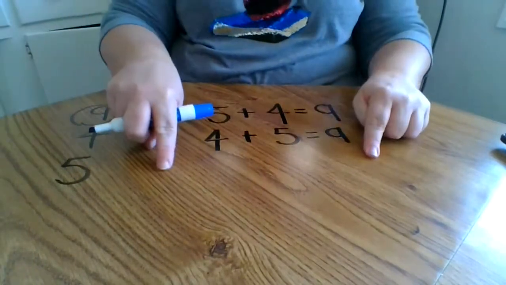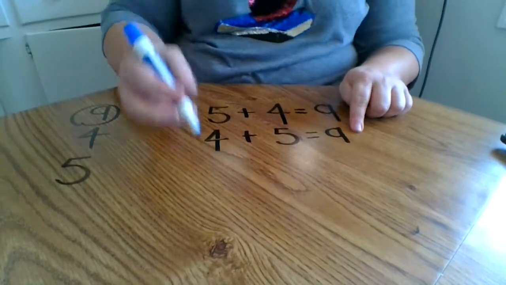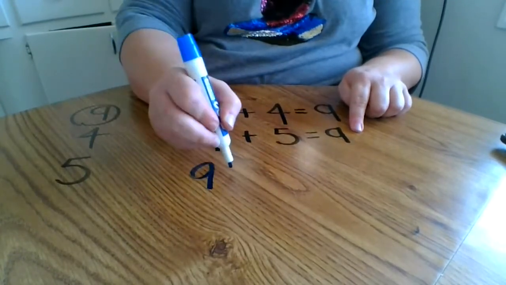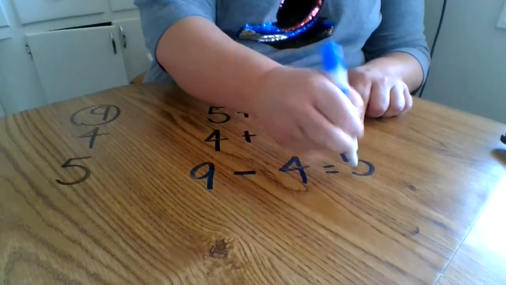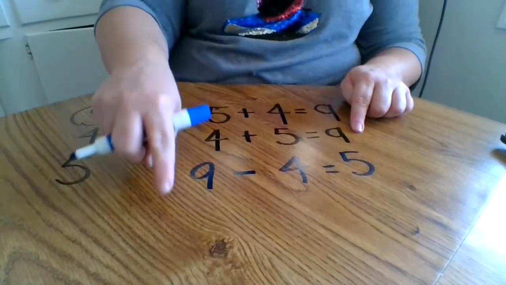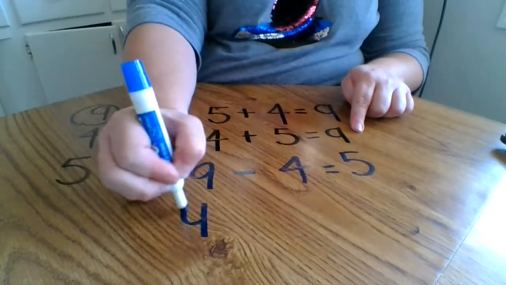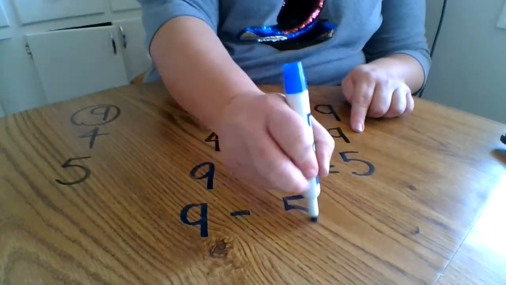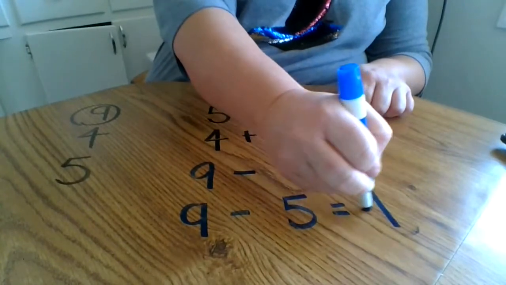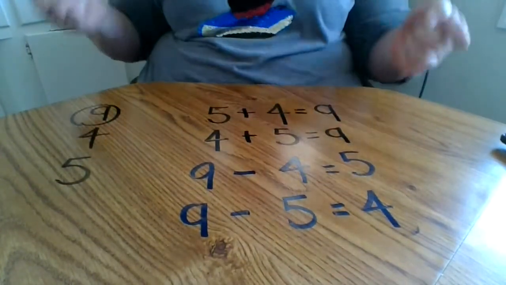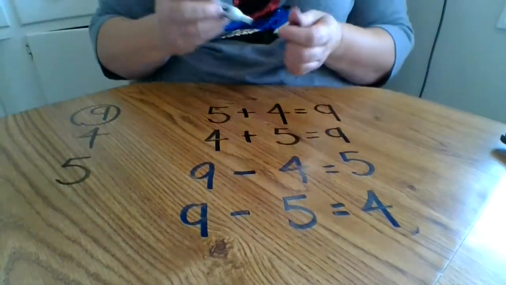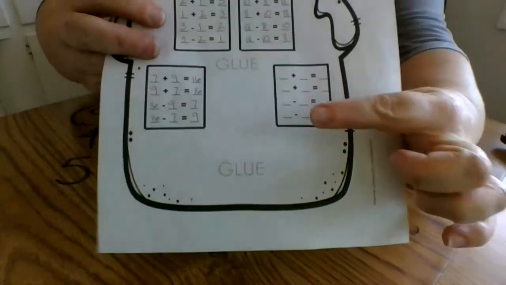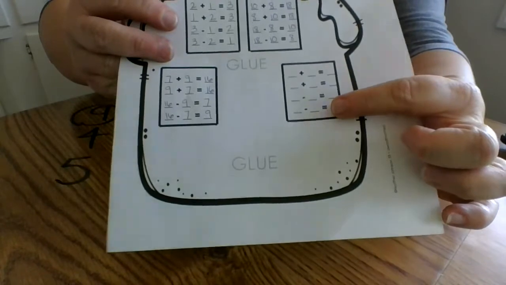Now I have to do my subtraction facts. Remember, my whole enchilada is what I'm going to start with. I'm going to do 9 minus 4 equals 5. I have to start with my whole enchilada again. I'm going to go 9 minus 5 equals 4. Perfect. Now, there's only one place left on our gingerbread house where we have to write our answers. That one is right there. It's that one.